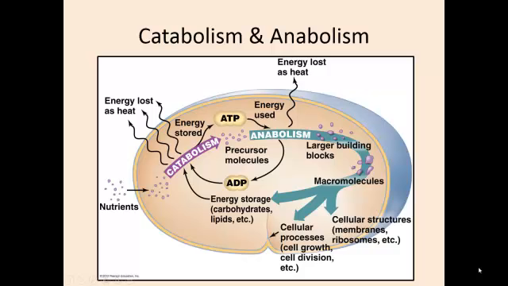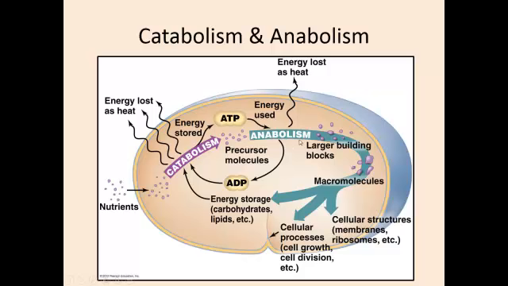First, let's define some terms: catabolism and anabolism. Catabolism refers to the reactions within a cell that take large molecules and break them down into smaller molecules, releasing energy in the process. So if you think back to chemistry, these would be exergonic reactions, reactions in which the reactants have more energy than the products do, and there's energy released.